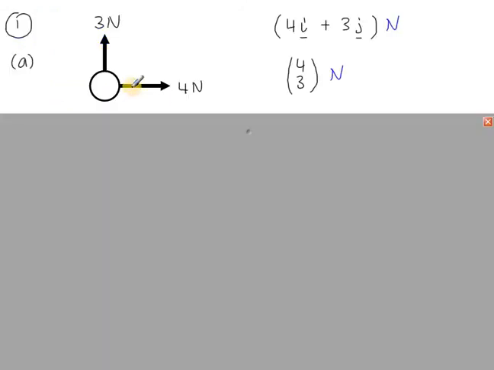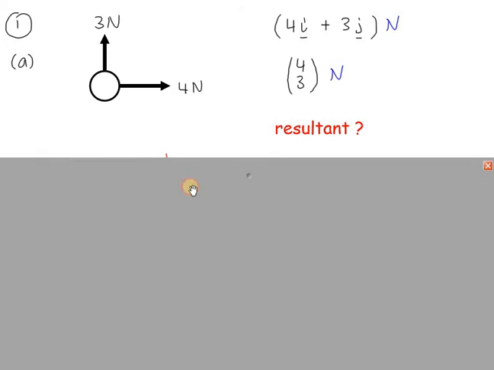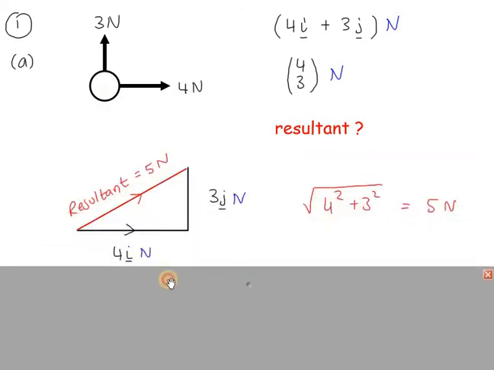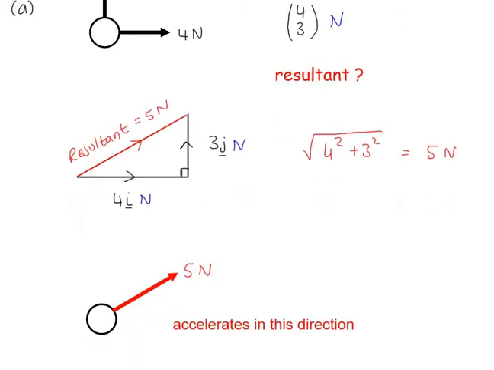Okay, so first example, we've got a particle with these two forces acting on. So what's the resultant force that acts? Again, here's the triangle showing our resultant force, and the magnitude of the resultant force from this right angle triangle using Pythagoras' theorem is 5 newtons. So because there is a resultant force, the particle will accelerate in this direction.